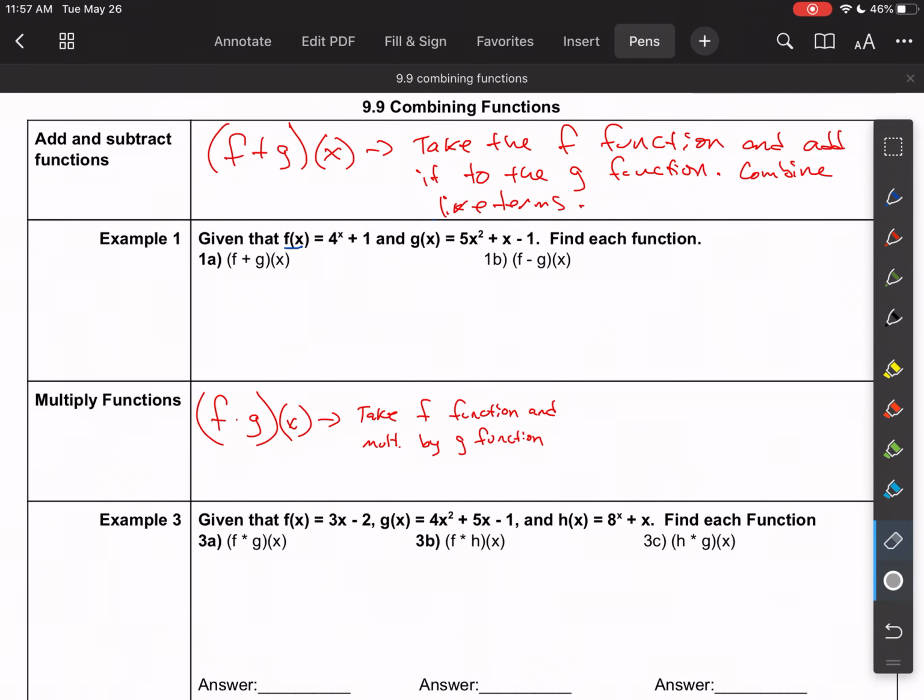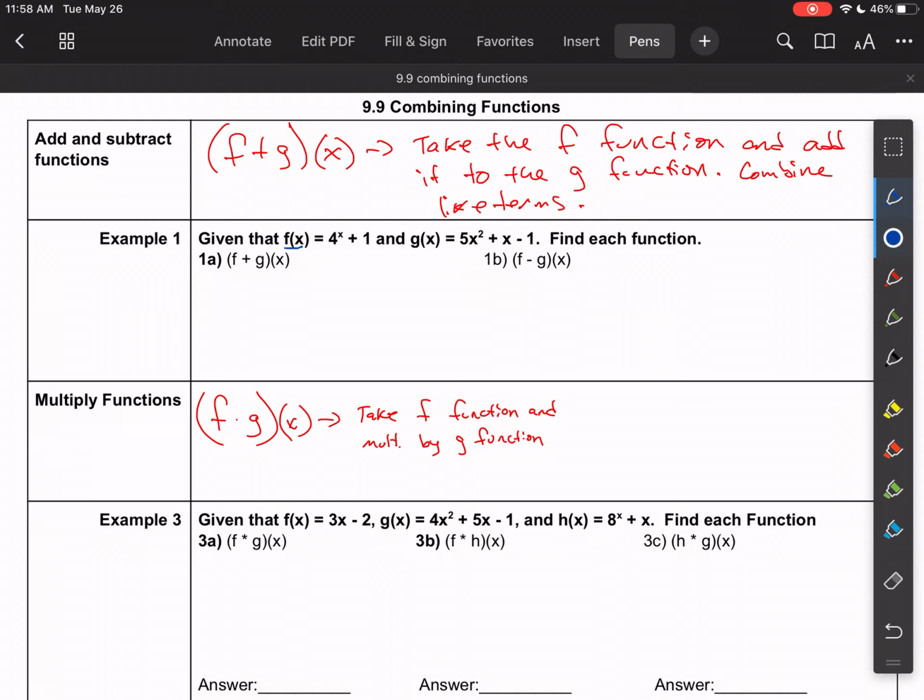All right, guys. Hey, 9.9. I'm only going to go over the two examples, example 1 and example 3, and that's all I'm going to expect you to do on your homework and your test as well for 9.9. And we're looking at two core skills: adding and subtracting different functions, and then multiplying two different functions together. So those are the two things that we're going to look at today.